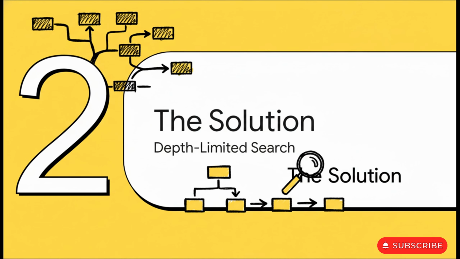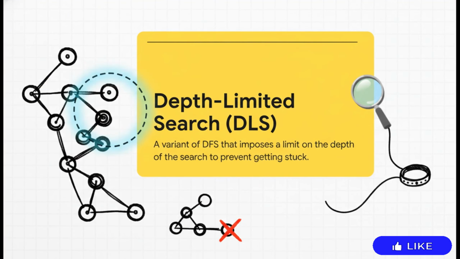Well, the solution is actually beautiful in its simplicity, and the clue is right there in the name: depth-limited search. DLS is pretty much just DFS, but with one crucial new rule. It still goes deep, but only up to a limit that we decide beforehand. This limit is like a safety net. It stops the search from just wandering off into infinity. Think of it as DFS, but on a leash.